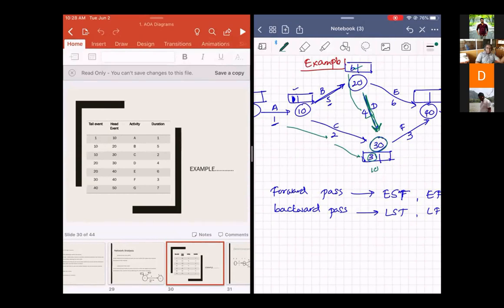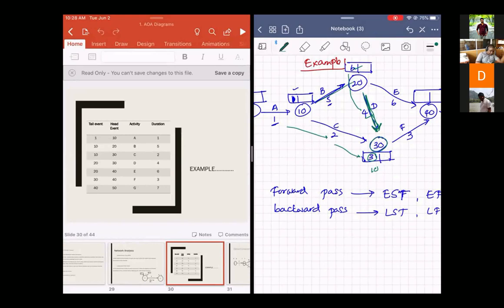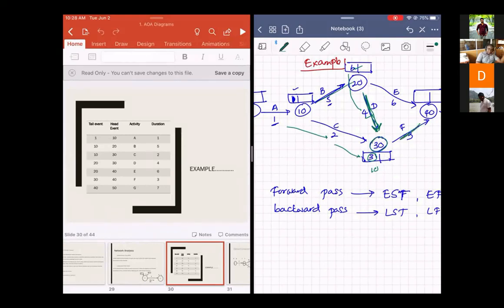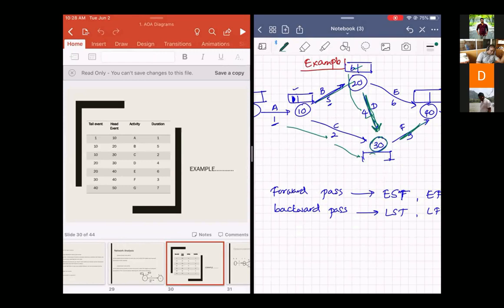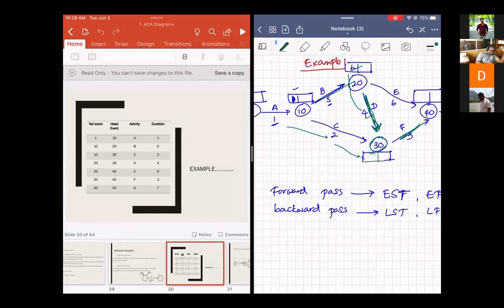Typically, we take the higher value of those two because both these activities have to finish to start this activity. So we take the higher value. When you do several examples, you will understand. So this becomes 10.